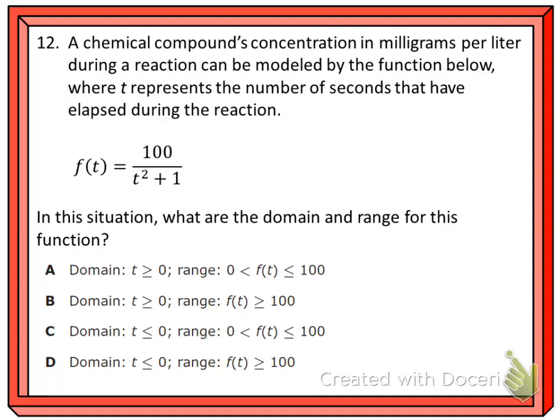12. A chemical compound's concentration in milligrams per liter during a reaction can be modeled by the function below, where T represents the number of seconds that have elapsed during the reaction, and it gives us a function. In the situation, what are the domain and range for this function?